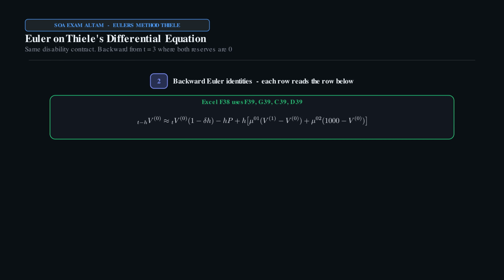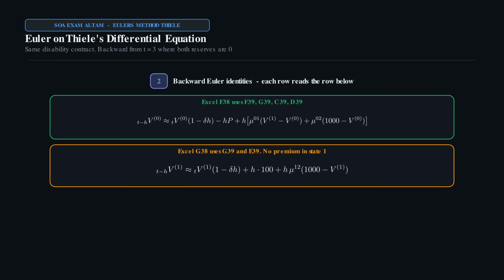Healthy reserve. Roll the later reserve back with 1 minus delta H. Subtract the premium collected over the step. Then add H times each intensity times the jump in reserve, including the death benefit 1,000.